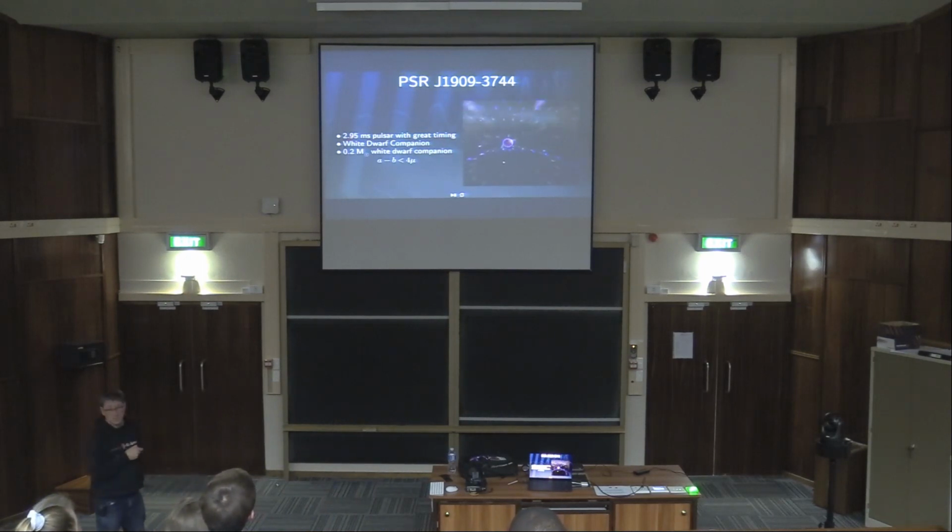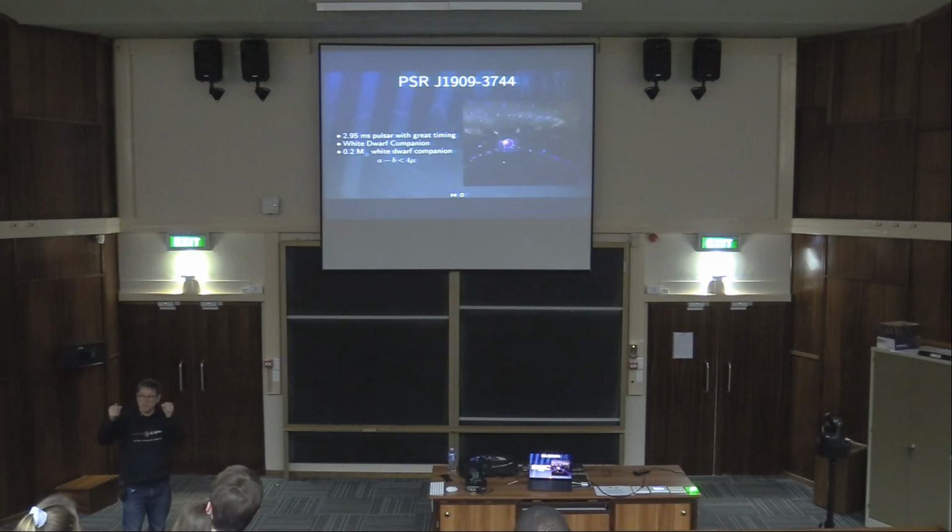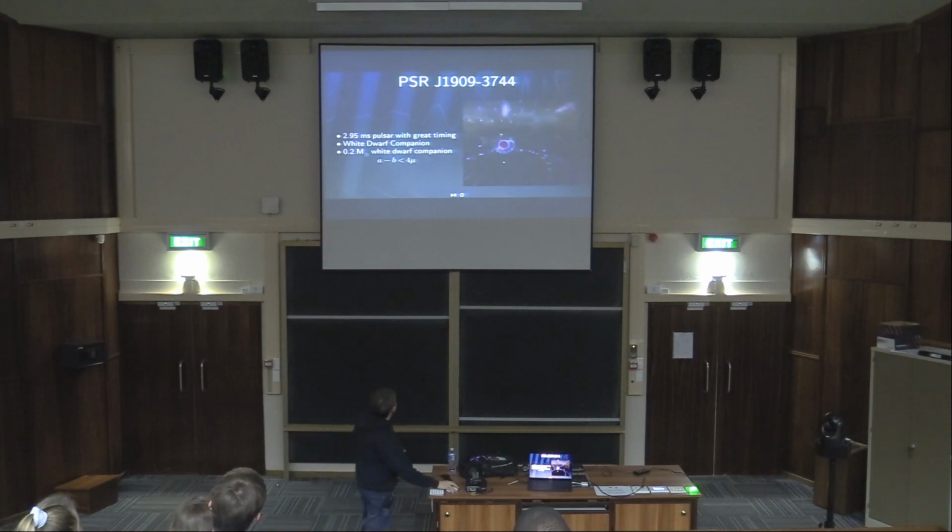So this is one of my favourite pulsars, 1909-3744. It spins about 300 times a second. It has a white dwarf companion. And when the light from the neutron star goes past the white dwarf, Einstein said that the measuring rods should shrink and it should take longer for the radio waves to reach our telescope than if the white dwarf had no effect on the propagation.